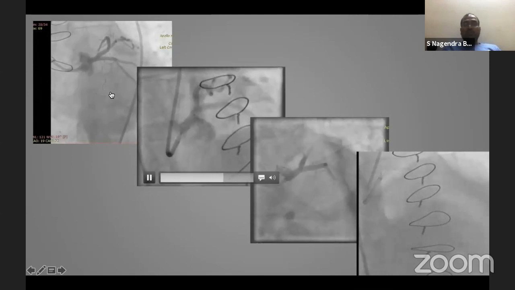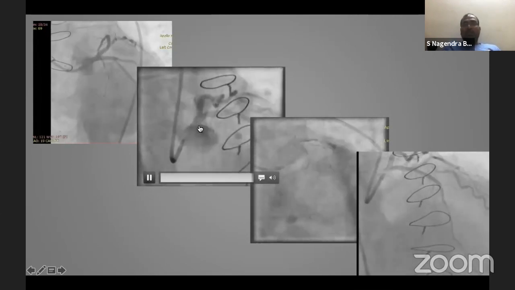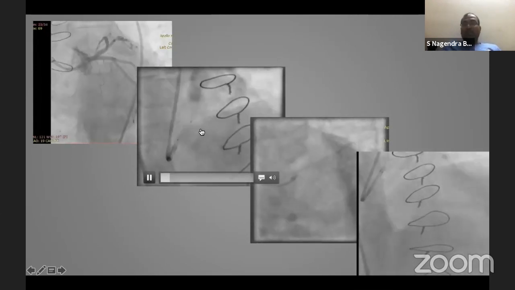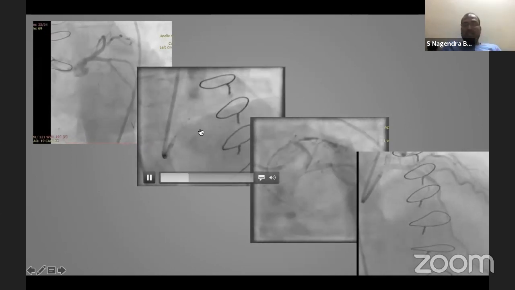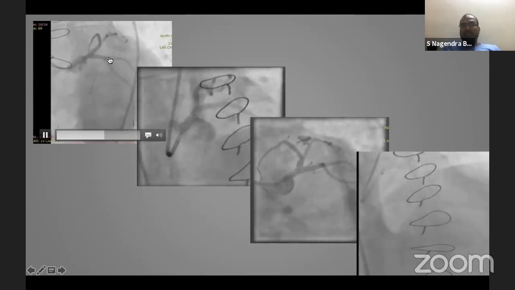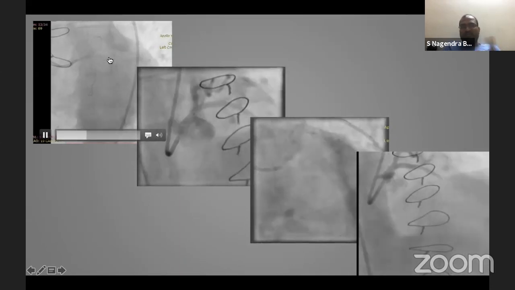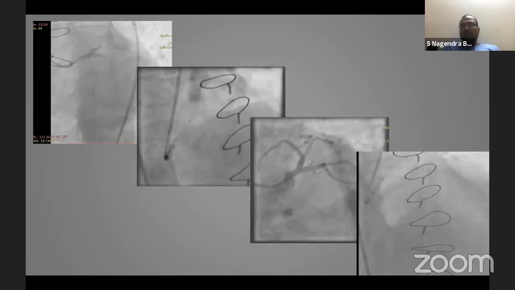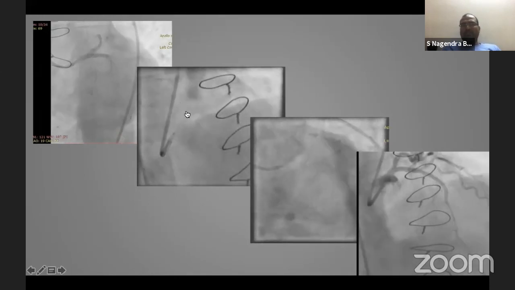This is the post-deployment shot. Looks good, but we don't want to leave it like this. We want to post-dilate the one. This step I have never done except for this case. Usually after deploying the stent in the side branch, both the balloons are pulled and we kissed it and came out. But we saw some amount of haziness in the mid segment, so we thought of post-dilating it.